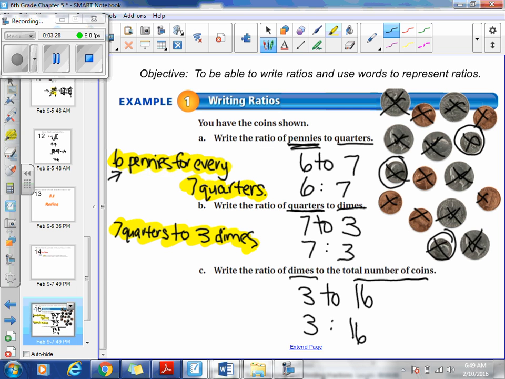Since we're also comparing a part to a whole, we could also write that as a fraction. 3 out of 16 are dimes. Ways to say this one would be a little different. We could say there are 3 dimes out of 16 coins.